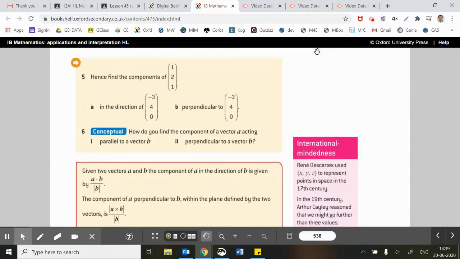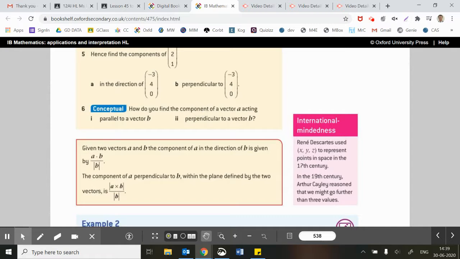Hi guys, this is the second part of 12B, and I got to part 6 here in the investigation. On the previous video, I stopped and thought about the language, and it made me pause a bit because I wasn't quite sure with the language. It says, how do you find the component of a vector A acting parallel to a vector B?